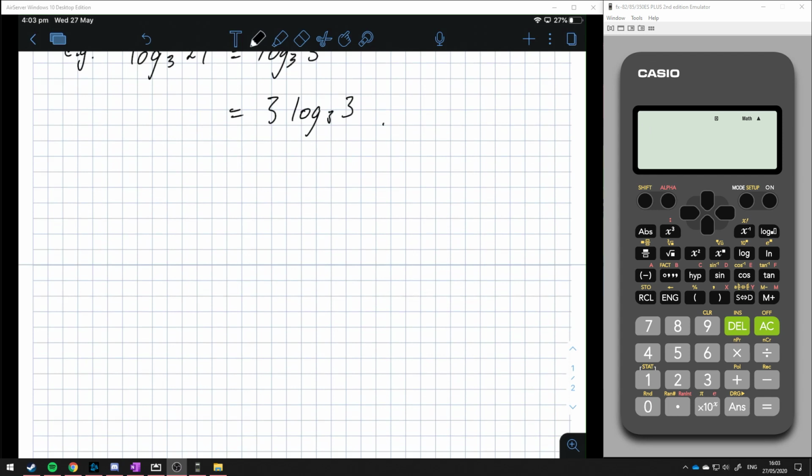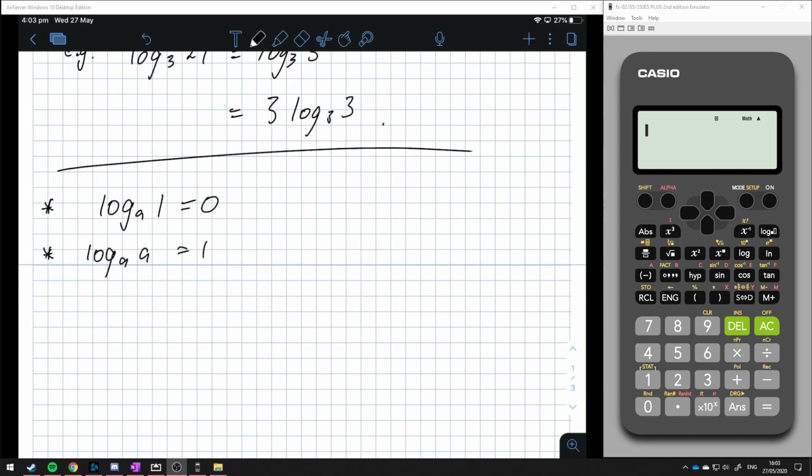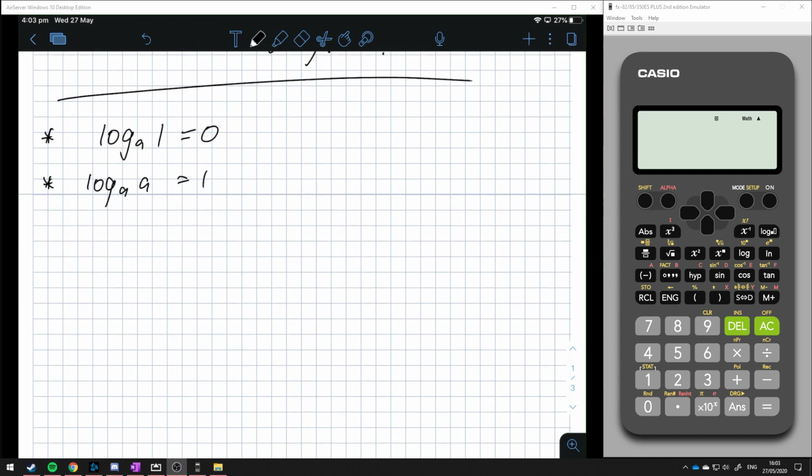Now, some particular values of logarithmic functions. So log of any base of 1 is always equal to 0, because anything to the power of 0 is equal to 1. Okay, so that's the first one. The second one we've got is log of some base of that same value. Well, that's just equal to 1. Again, anything to the power of 1 is just itself. Okay, and I can write next to it too, because a to the power of 0 is equal to 1, and a to the power of 1 is equal to a.